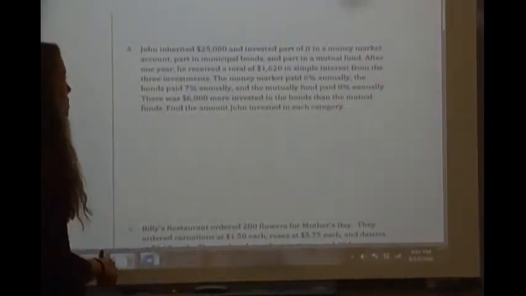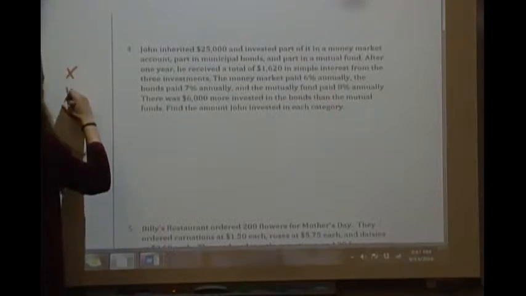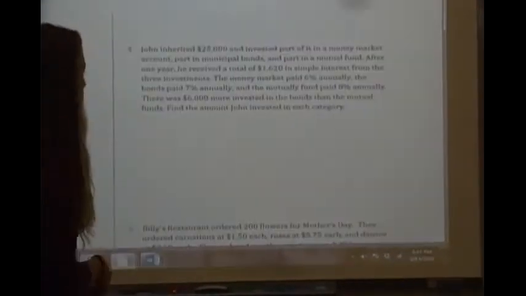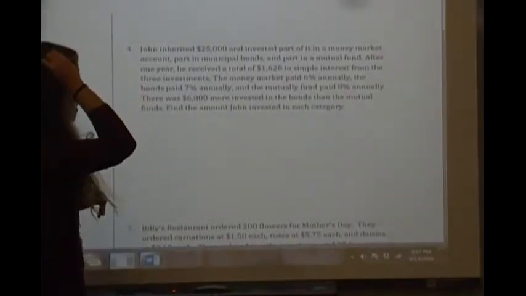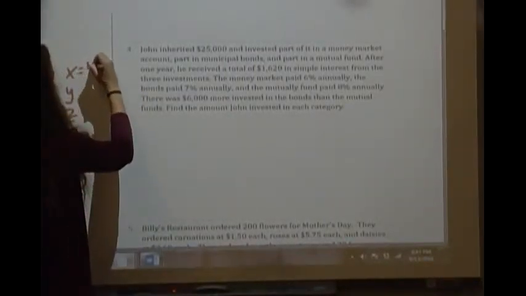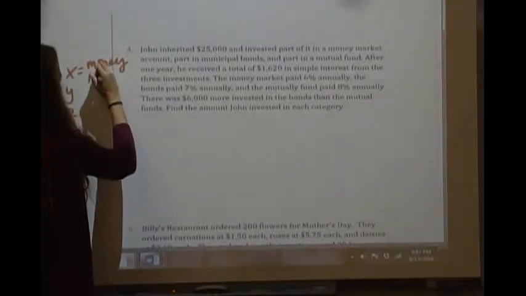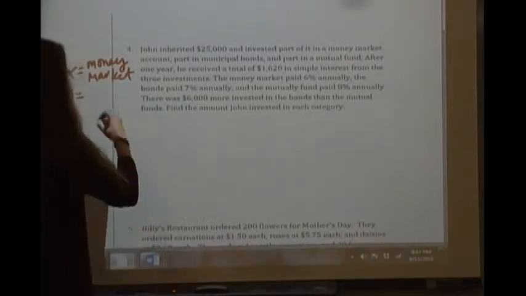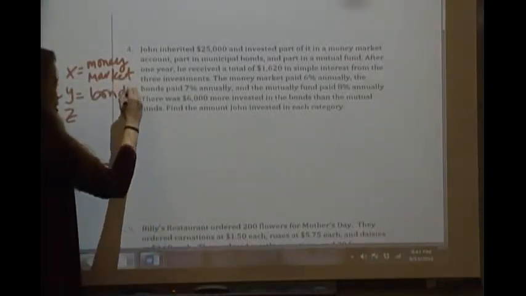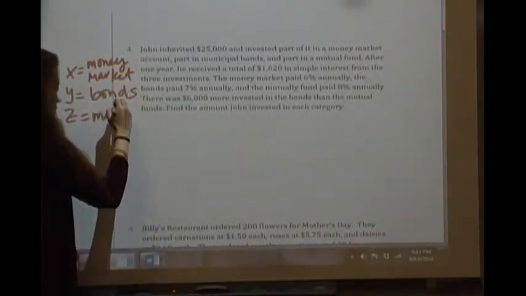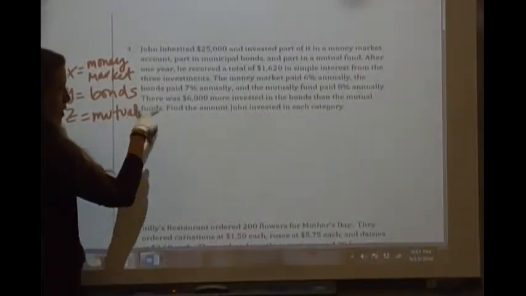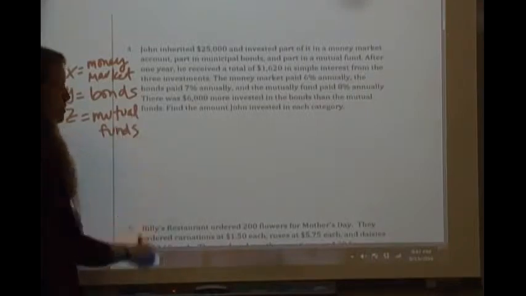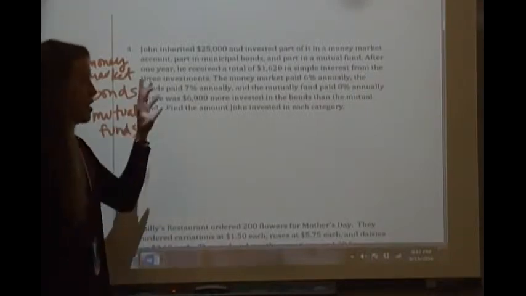And I'm actually going to set up each of my variables to start. So we have X, Y, and Z. You can use whatever you'd like. I'm going to use X, Y, and Z. X is going to be the money market account. Y will be my bonds. And Z will be my mutual funds. Sorry, I got a little carried away. I called it mutually funds at some point in this word problem. So mutual funds.